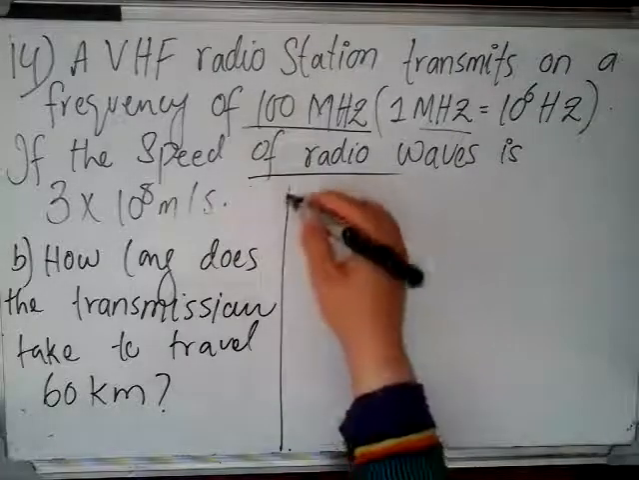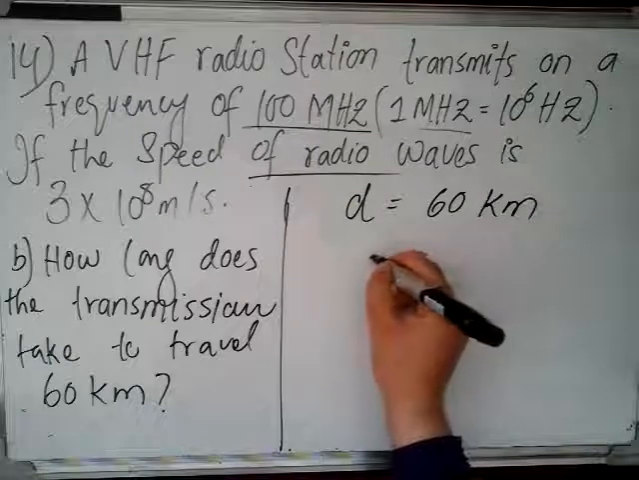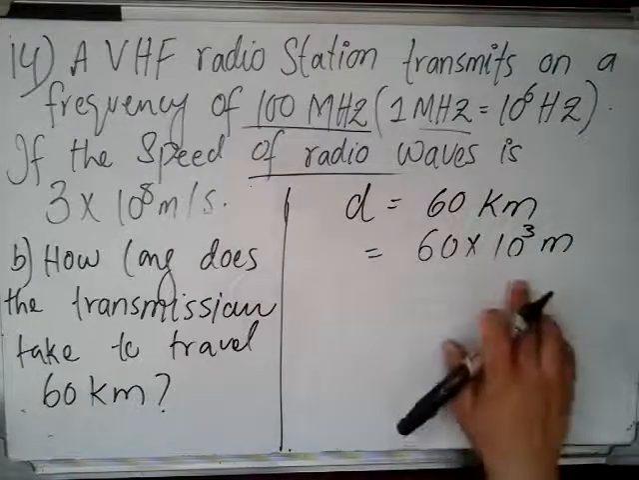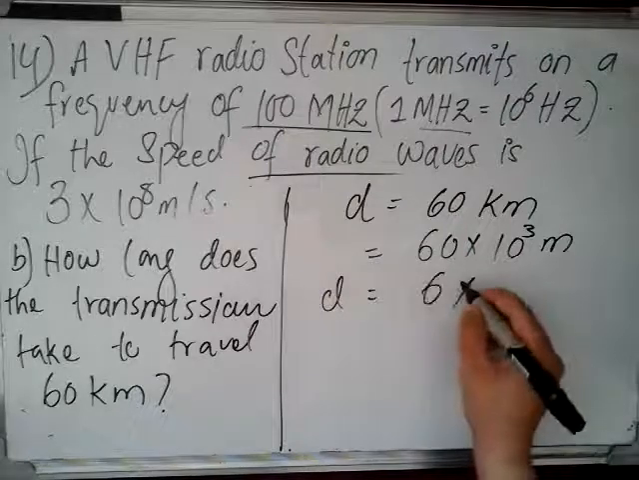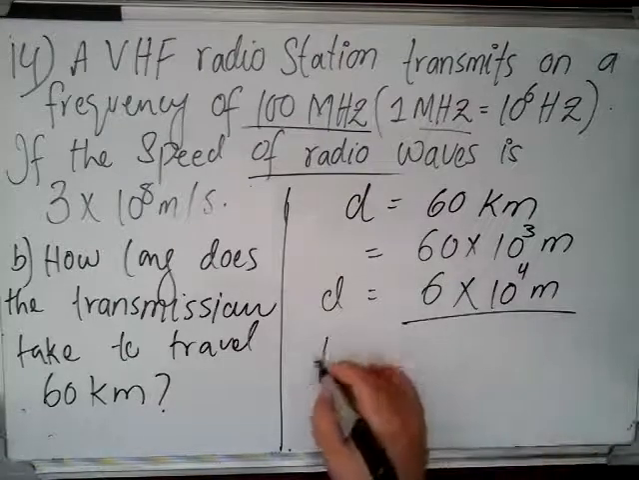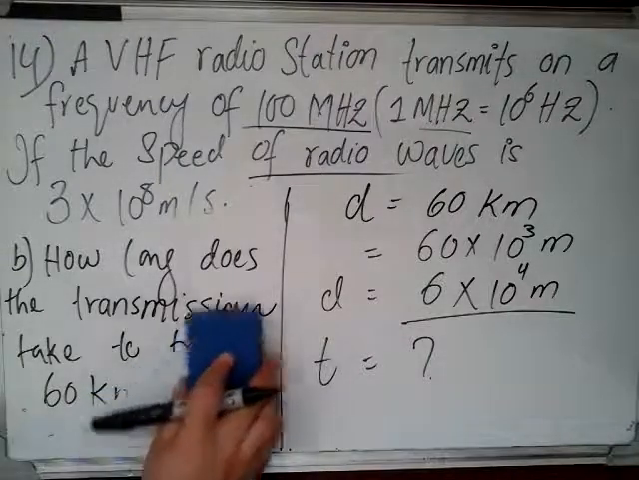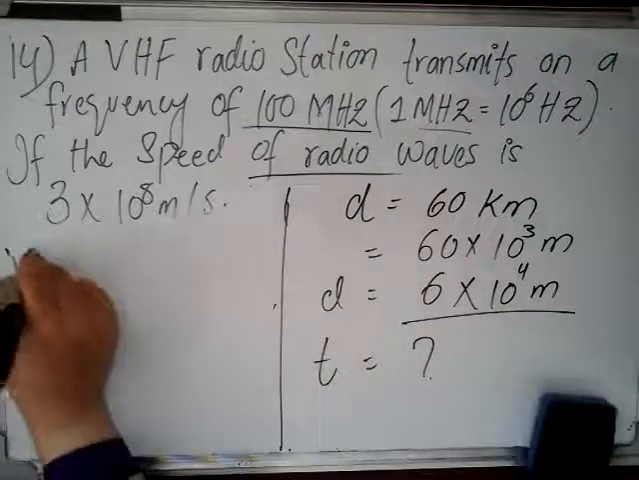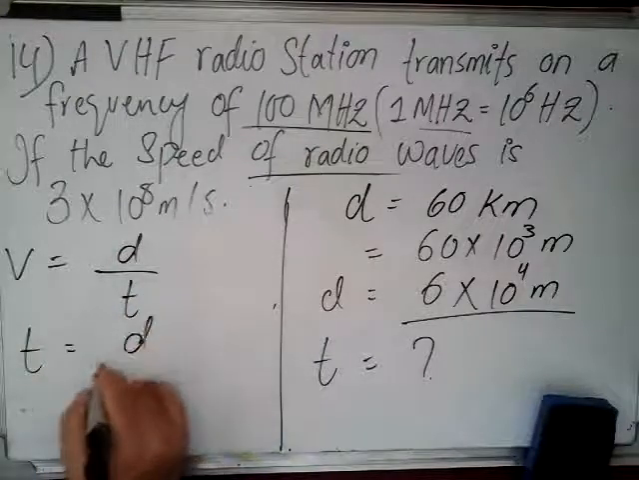So for this purpose, distance is given. Distance is equal to 60 kilometer. We need to convert it into meters. So 60 multiplied by 10 raised to power 3 meter, because 1 kilometer is equal to 1000 meter. I can also write this as 6 into 10 raised to power 4 meter. So here time is required. We know that the general formula of speed is distance over time, so time would be equal to distance divided by speed.